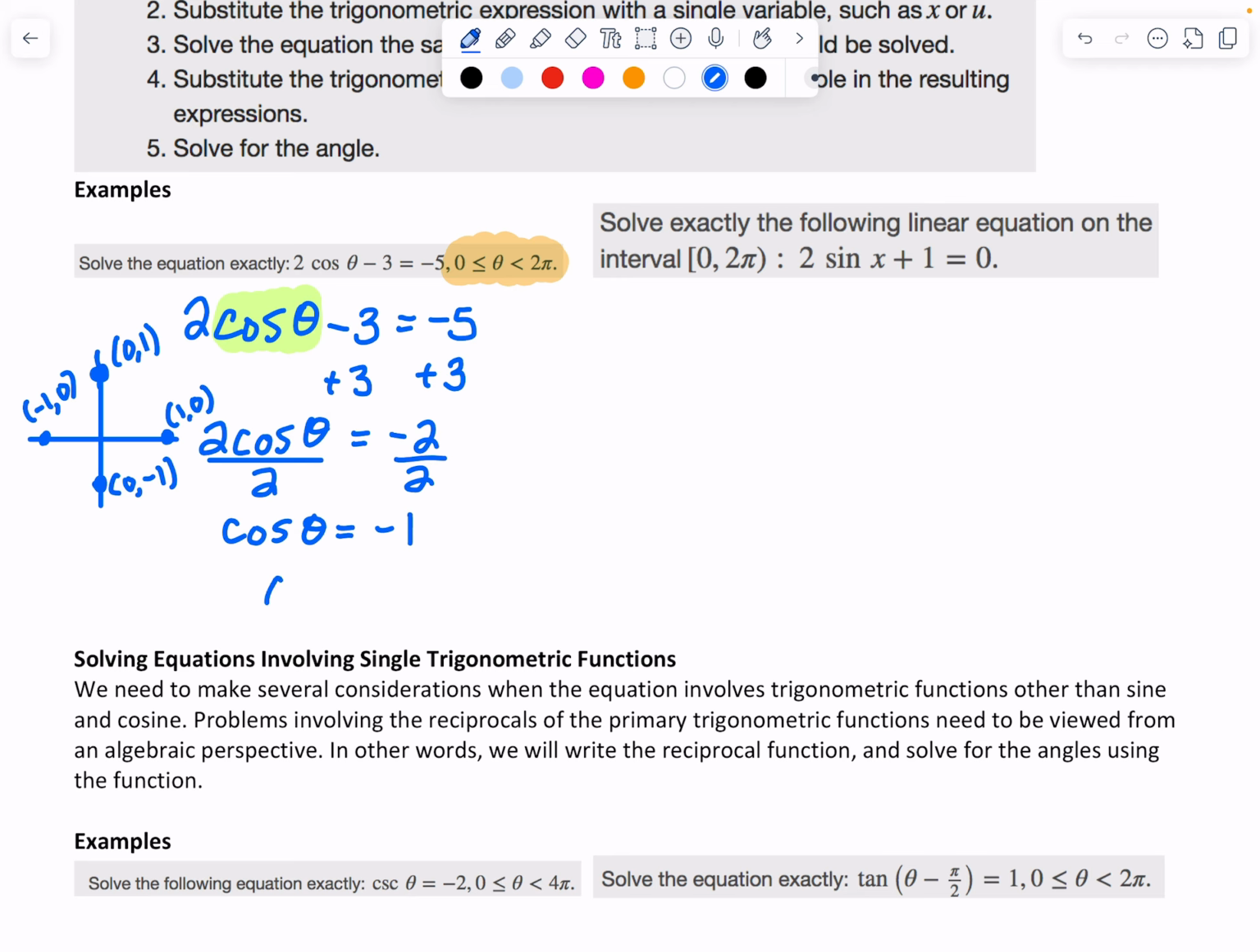So that means that my theta then is going to be at, okay, well, it's this revolution here, which is pi. And I won't have any more. That's the only time it's -1. And I don't have to do the plus 2 pi k here because of the window. They said, hey, only one revolution. So there is my answer. Theta is pi. That's the only thing that will work.